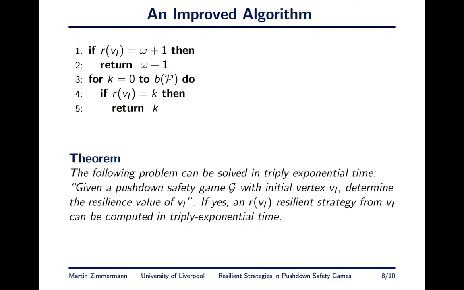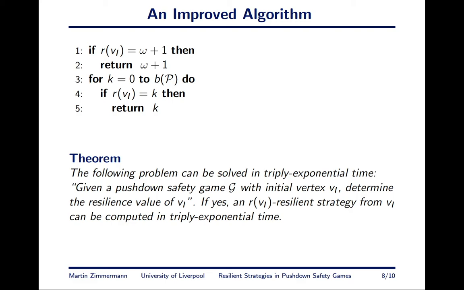Okay, and what we obtain by relying on the lemmas we had on the previous slides is the following. We get a triply exponential running time, because in the worst case we have to encode a doubly exponential k, and this gives us this upper bound on the running time. And what we get is an algorithm that computes for the initial vertex its resilience value, and as a byproduct returns a strategy that realizes this resilience value from the initial vertex. Okay, so it's locally optimal.